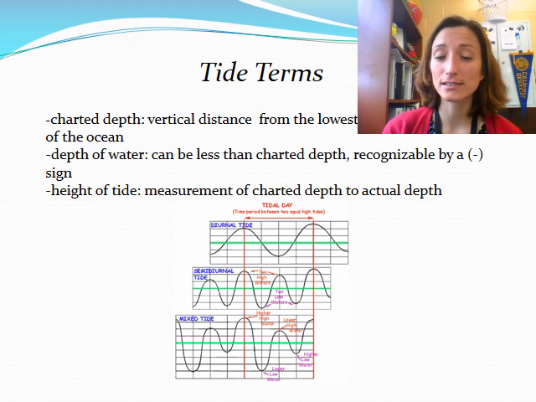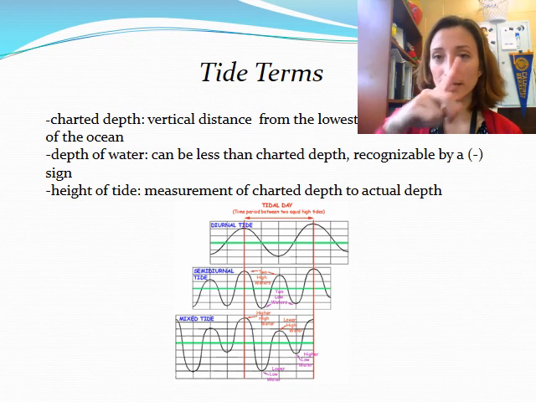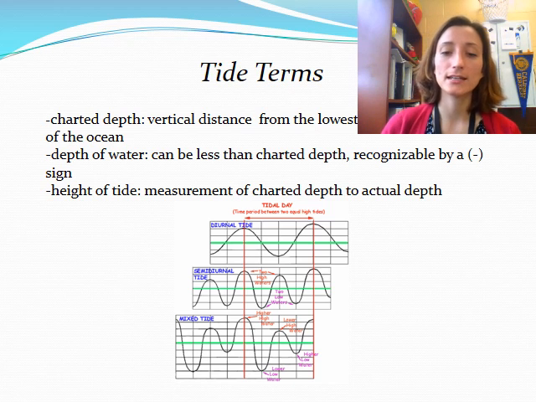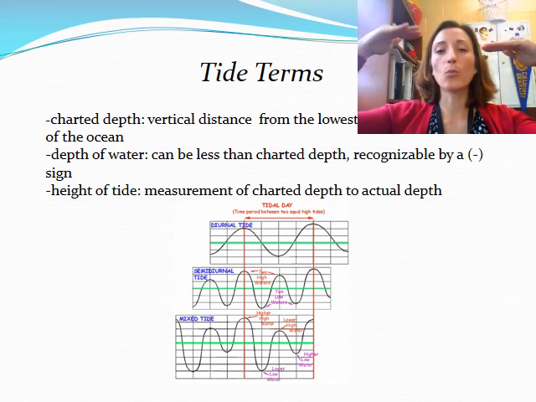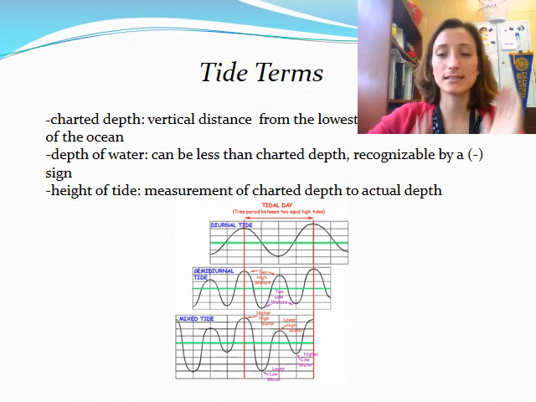Tidal day, for instance, is featured here in these images by the red lines going up and down vertically. From one red line to the next red line, if you locate the wavelength there of each of the tides, you'll notice that they are located at equal heights. From one high tide to the next high tide, they are equal heights. That is a tidal day.